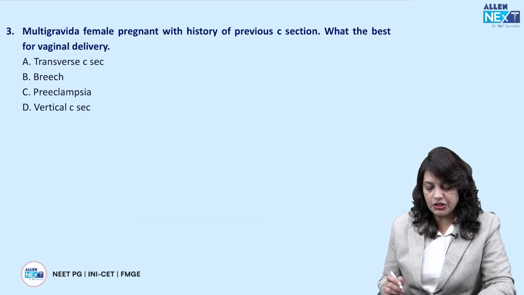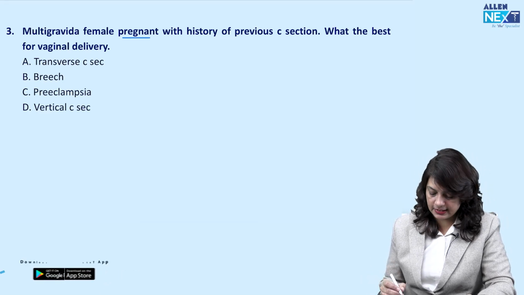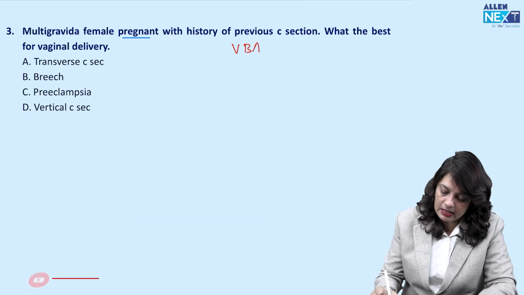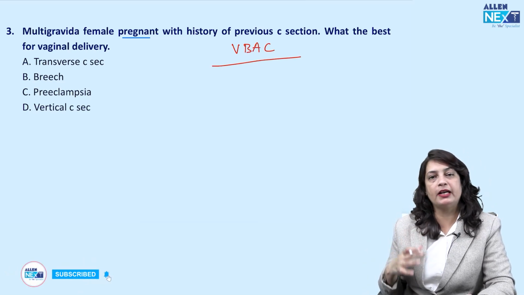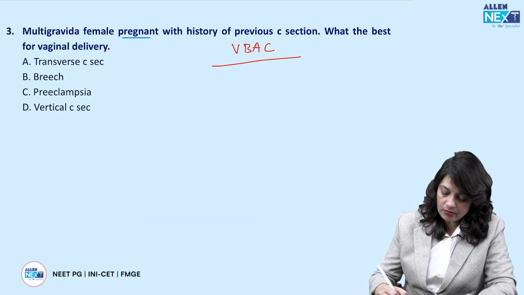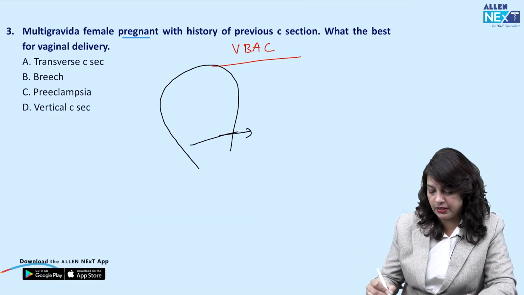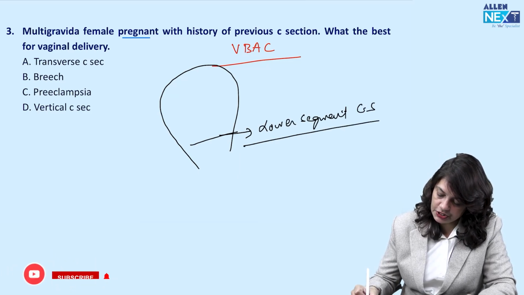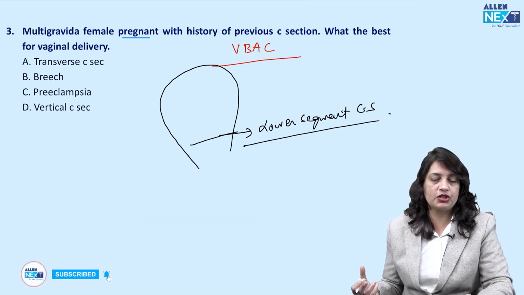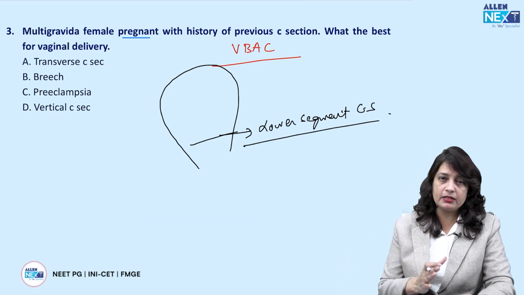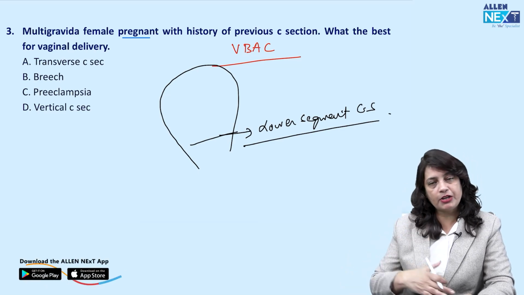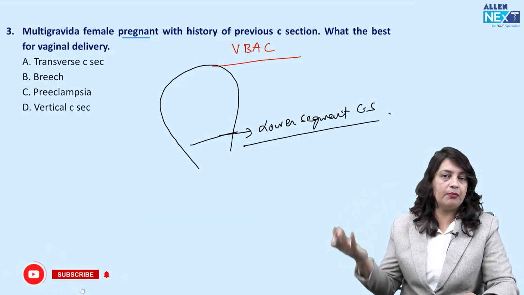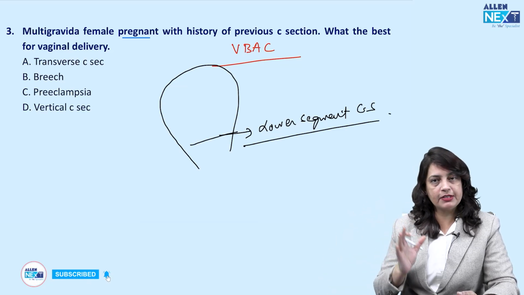Multigravida patient, she is pregnant with a history of previous cesarean section. Now, in which case will you allow a vaginal delivery? That means they are asking about VBAC. VBAC means vaginal birth after a cesarean section. This is only possible if a lower segment cesarean section was done, and it is not a recurrent indication for the next cesarean. Like if the first cesarean was done for a contracted pelvis, naturally the pelvis is not going to improve. So the next time again she has to go for an elective cesarean section.